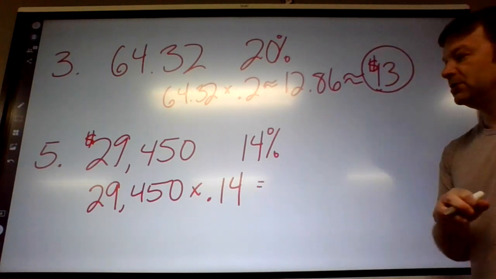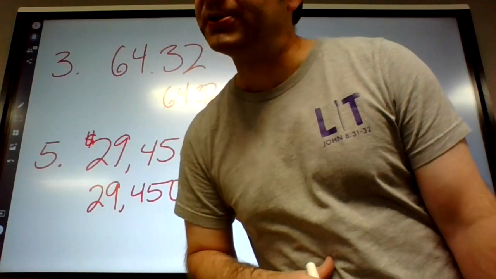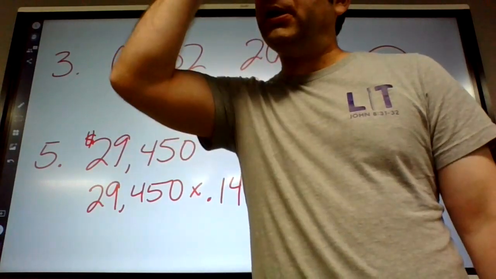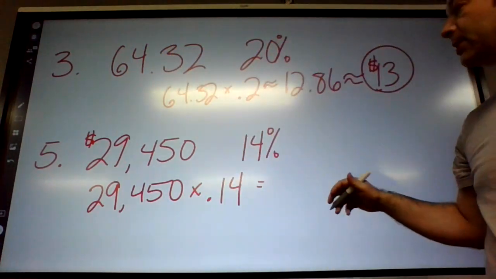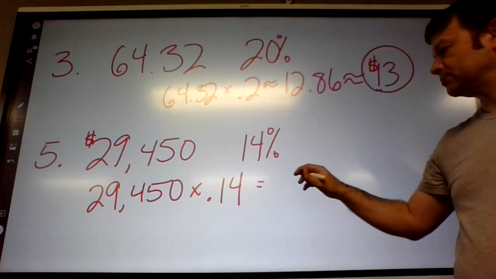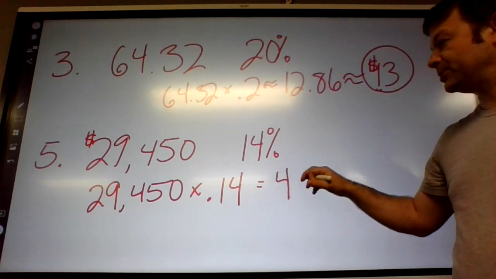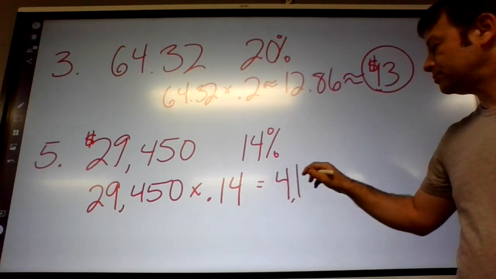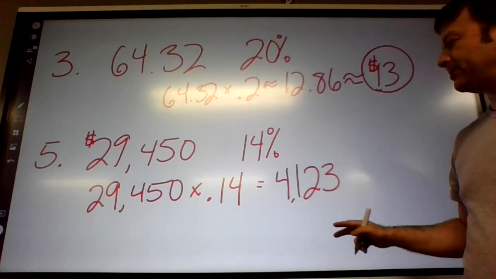There's going to be a lot of multiplying decimals on this. Does it say where to round it? Round to the nearest dollar, and round the rates to the nearest percent. Okay, what'd you say? 4,123. Now did you round that? No, it's automatically like that.